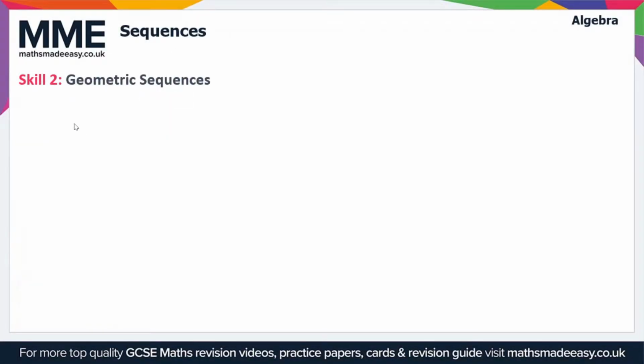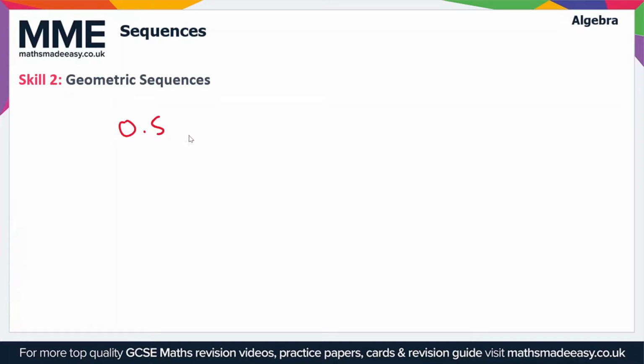So this is the second video on the topic. In the first one we looked at linear sequences and finding the nth term. Here we're going to look at geometric sequences and some other types of sequences as well. A geometric sequence is different to a linear sequence in that instead of adding a common difference each time, you're multiplying by a common ratio.